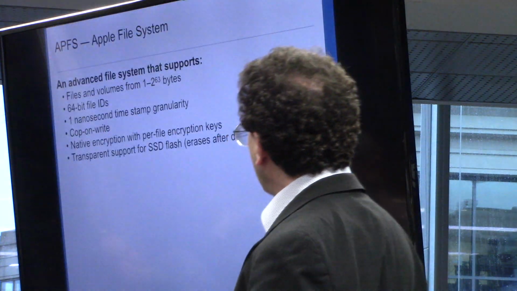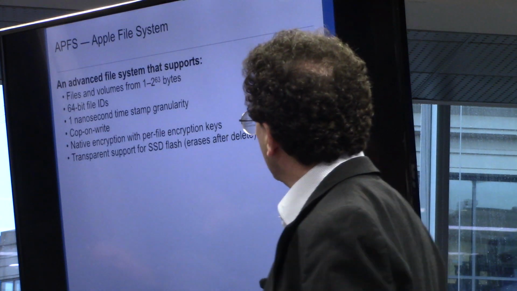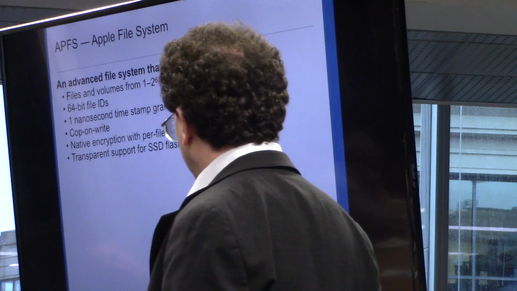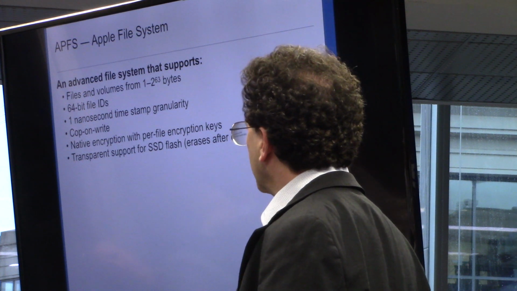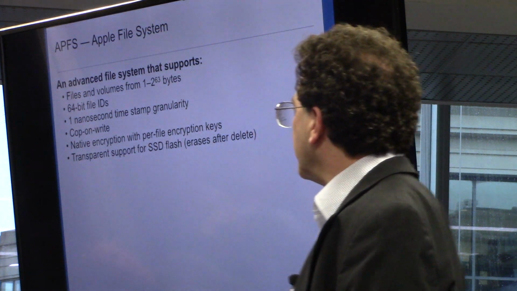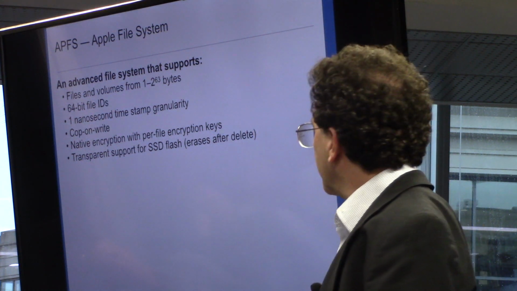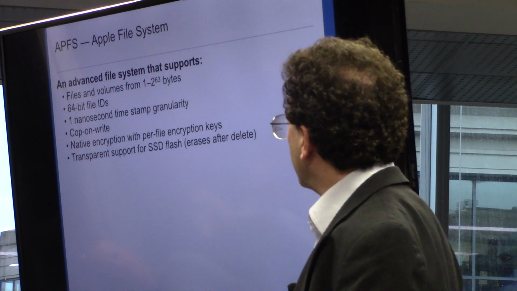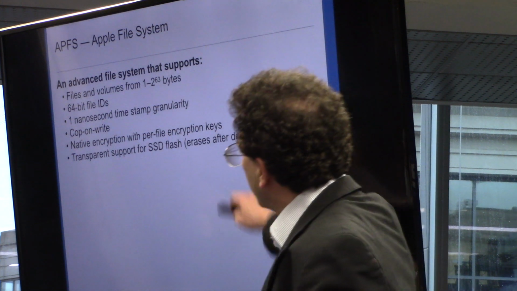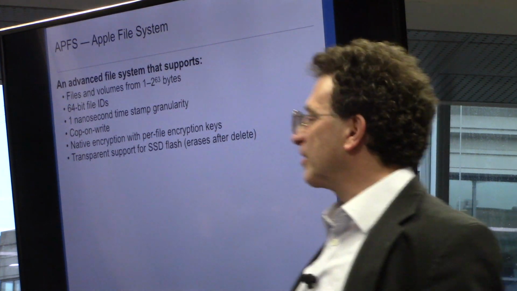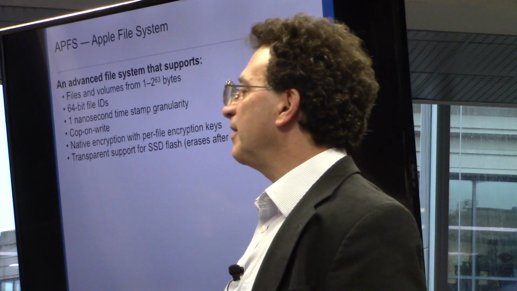So I mentioned APFS. This goes into it a little bit deeper. It's an advanced file system that supports files up to 2^63 bytes, 64-bit file IDs, 1 nanosecond time granularity on timestamps, copy on write, as I mentioned, native encryption with per-file encryption keys, and transparent support for SSD flash. It erases files after you delete them.